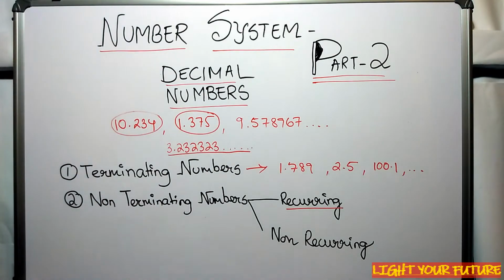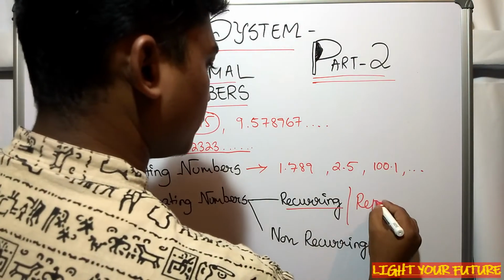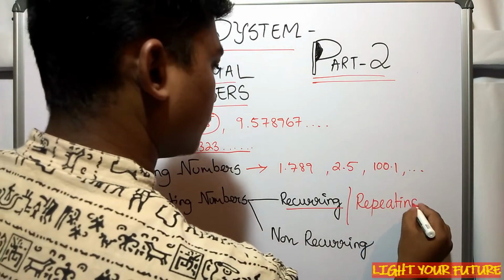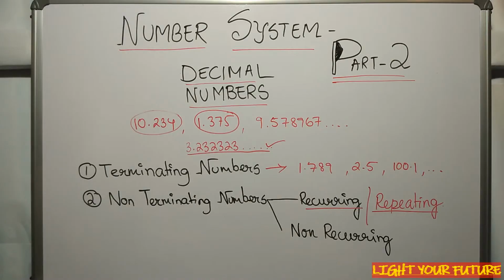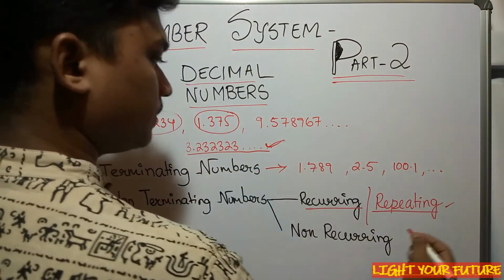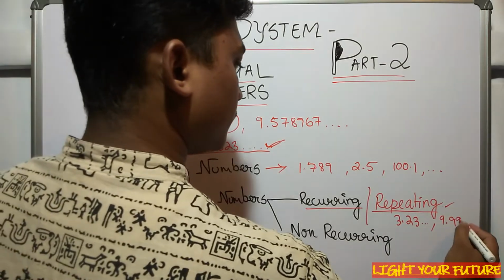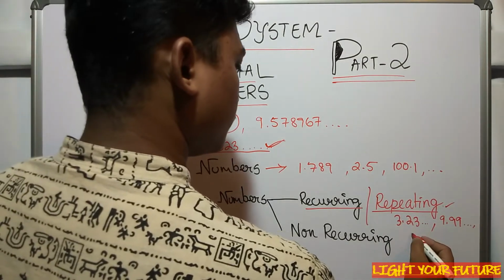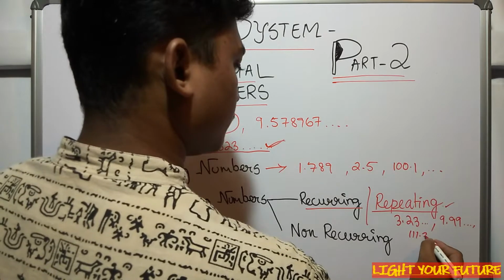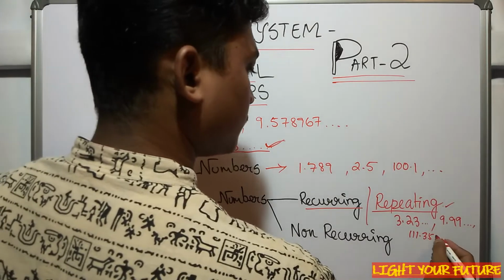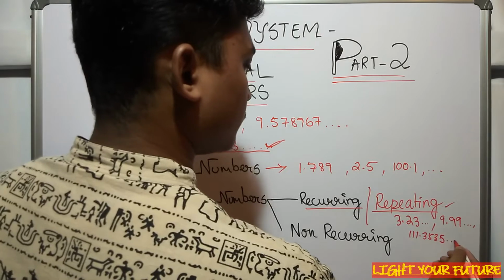Now we will see recurring numbers. Recurring numbers are also called repeating numbers. Some examples of repeating numbers are 3.2323, where 23 is repeating, 9.99 where 9 is repeating, and 111.3535 where 35 is repeating. So these types of numbers are called recurring numbers.